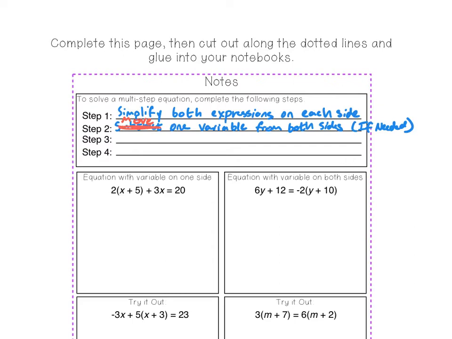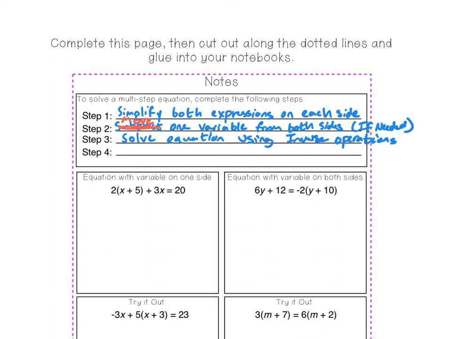All right. Step number 3 is something that we've been doing. It is to solve the equation using inverse operations. Now I'm using a lot of mathematical terms here. When I say solve the equation using inverse operations, what I mean is you just want to undo things. So if it was adding something to it, you would subtract it. If it was multiplying something, you would divide it. All right, all those things that we've been doing.